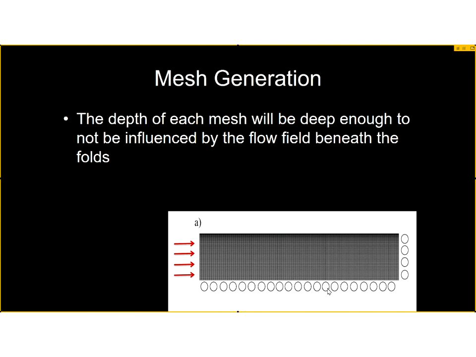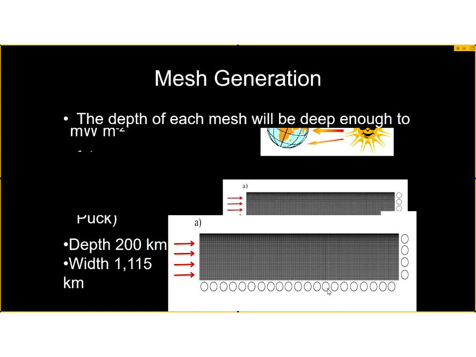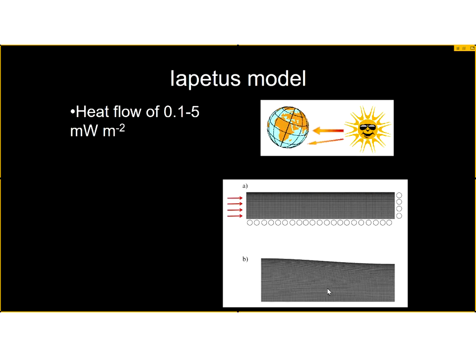So just some background about my meshes. We wanted to make sure they were deep enough not to be influenced by this flow field. So the width of the mesh was about 1/4 the circumference. I basically broke Iapetus up into 4 hemispheres and took one and then unwrapped it. I went to a depth of about 200 kilometers. Remember, Iapetus is only 700 kilometers in radius. I looked at a range of heat flows, pretty low, 0.1 to 5 milliwatts.